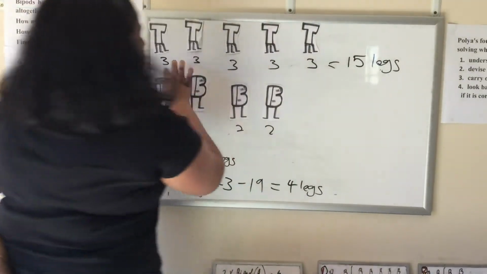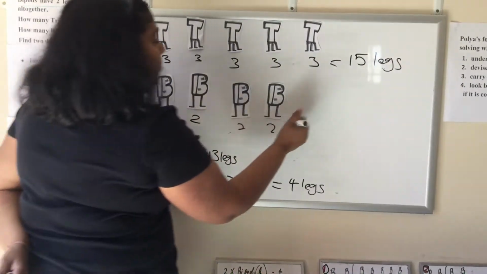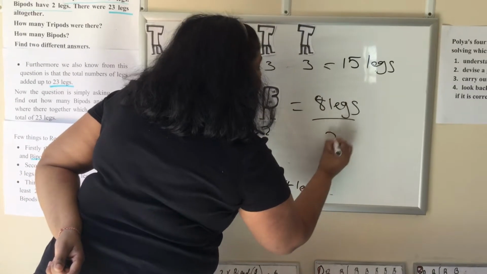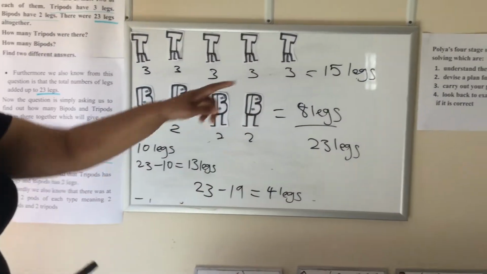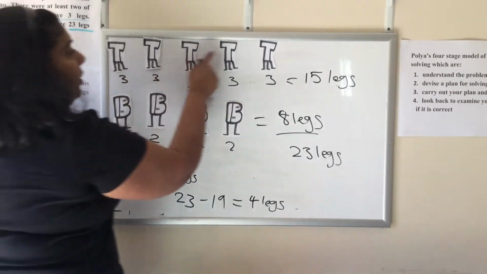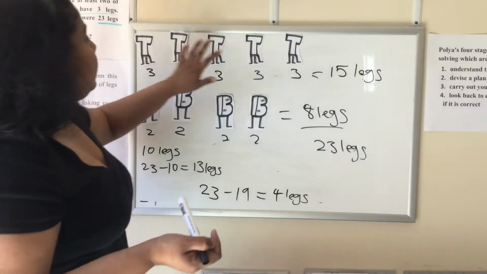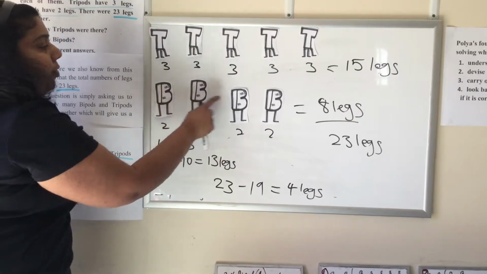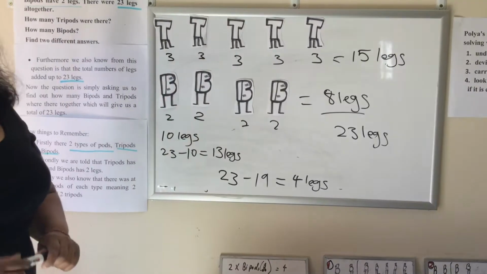So now we have 3 tripods which will give us a total of 15 legs, and we have 4 bipods which will give us a total of 8 legs. So 8 plus 15 equals 23 legs. So now we have done, let's go back and check our solution to make sure we are doing the right thing. If you know your 3's timetable, let's count: 3, 6, 9, 12, 15. So 15 legs. And your 2's timetable: 2, 4, 6, 8. So that's 8. 15 plus 8 gives us a total of 23 legs.